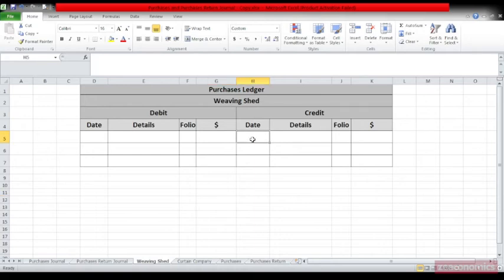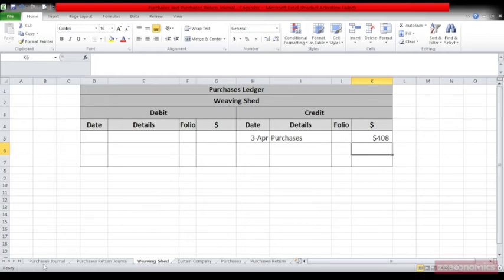And then we just input it on the credit side for April 3rd. April 3rd, details is purchases, and the amount is $408. We can leave the debit entry for now, because it's only made at the end of the month.